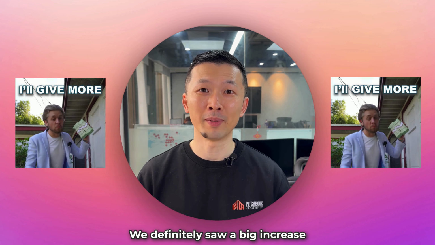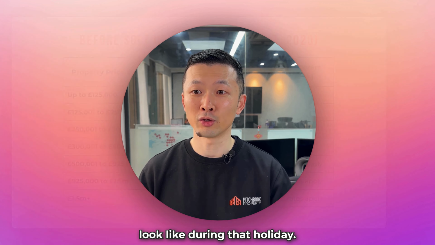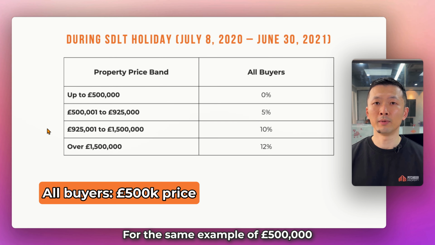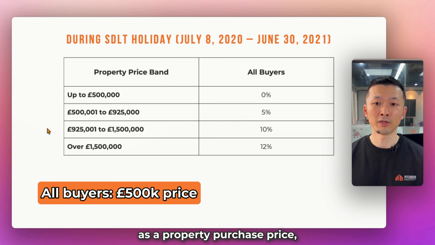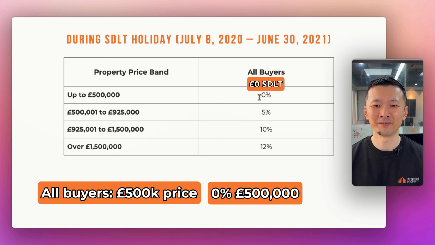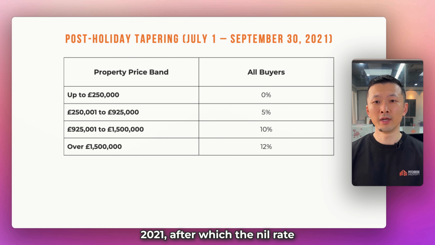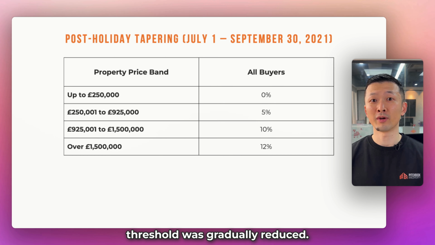We definitely saw a big increase in transactions during that time, so let's have a look at what the rates look like during that holiday. For the same example of £500,000 as a property purchase price, pretty simple to calculate, you'd pay nothing on stamp duty. The SDLT holiday lasted until June the 30th, 2021, after which the nil rate threshold was gradually reduced.